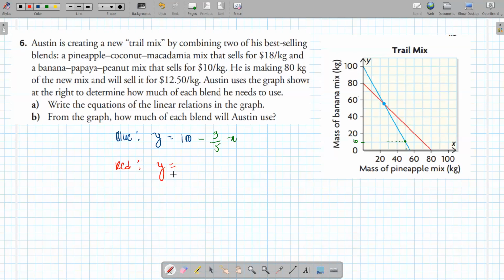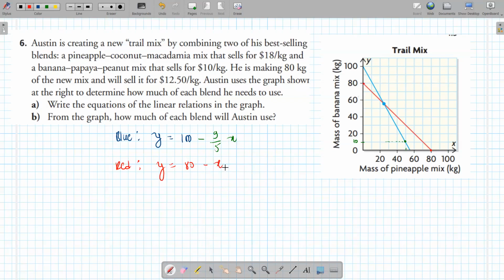It's 80, right? Now look at the slope. We're going from here to here, right? Those are both nice points. The rise is negative 80. The run is positive 80x. So you just get 80 minus 1x. And those are the two equations, okay?